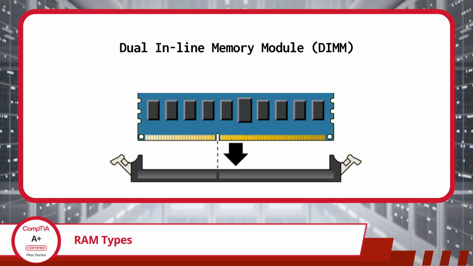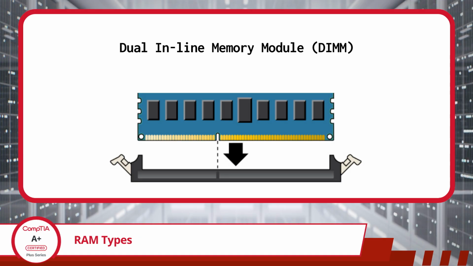A DIMM installs vertically into the motherboard and locks securely into place using retaining clips on each end of the slot. Along the bottom edge of the module are electrical contacts that align with the memory slot. When properly seated, those contacts create the electrical pathway that allows the system to communicate with the RAM. DIMMs are keyed, meaning they have a notch cut into the connector edge. That notch is intentionally placed in a specific position so the module can only be inserted in the correct orientation.